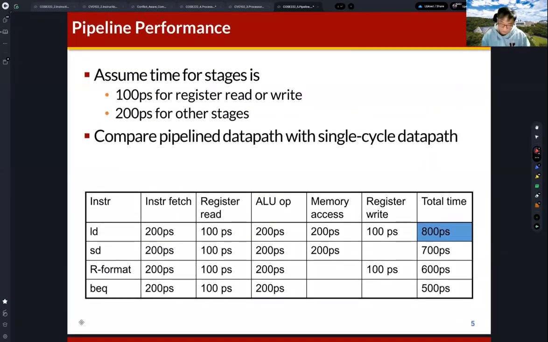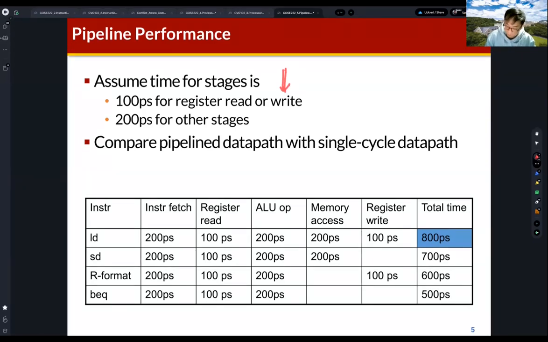Okay, then let's think about some benefits of the pipelining architecture when we apply the pipelining idea to the RISC-V processor. This is just an assumption. Let us assume that the delay of register read or write is 100 picoseconds, and that the other stages take 200 picoseconds.